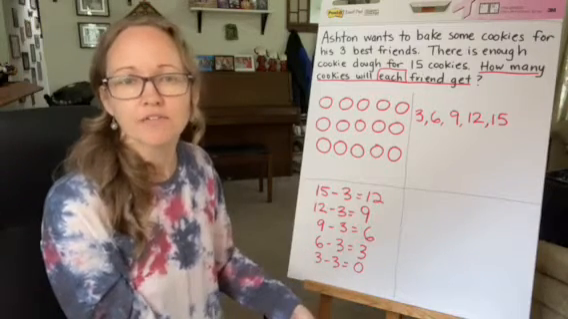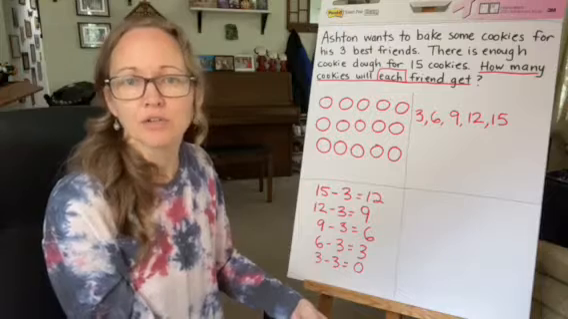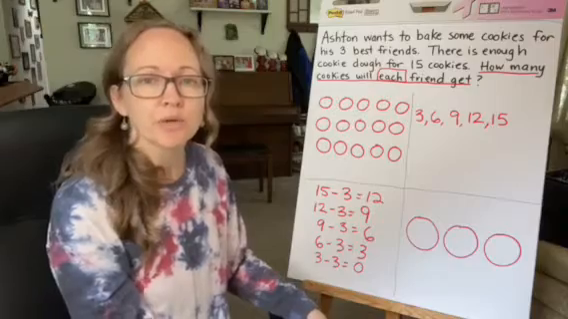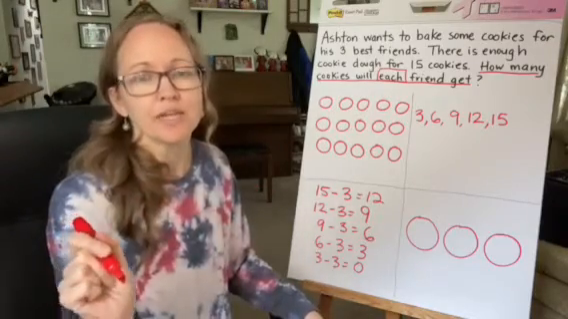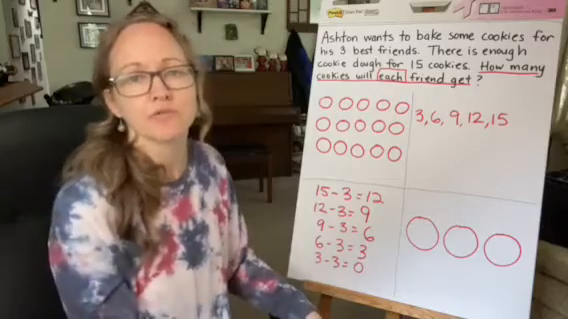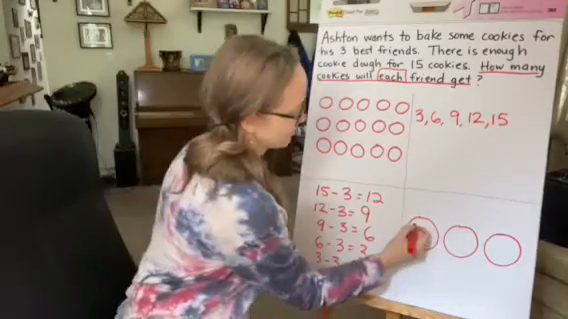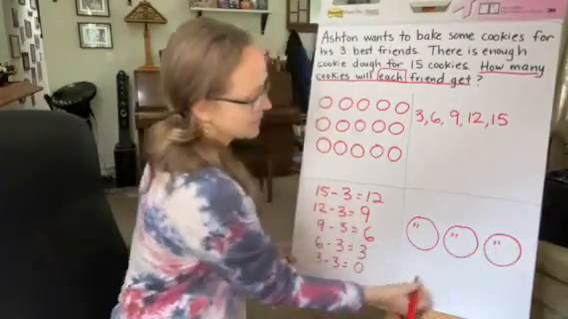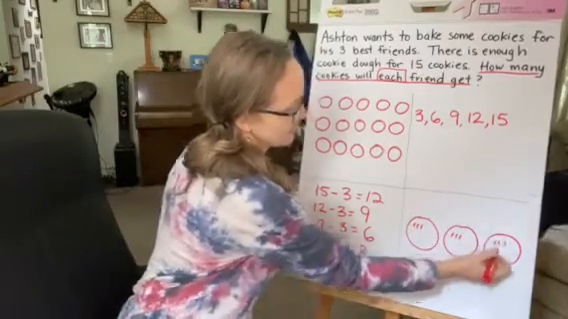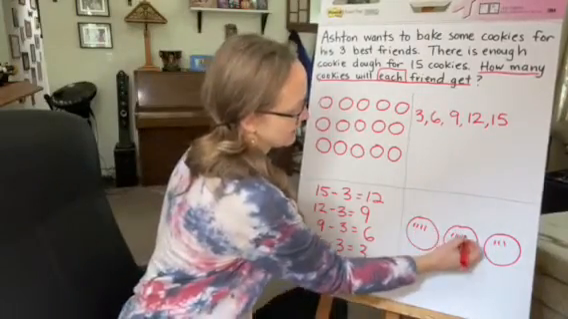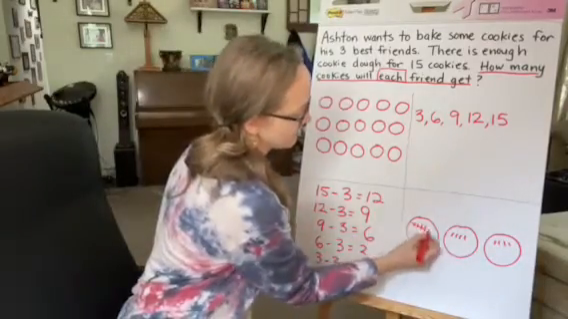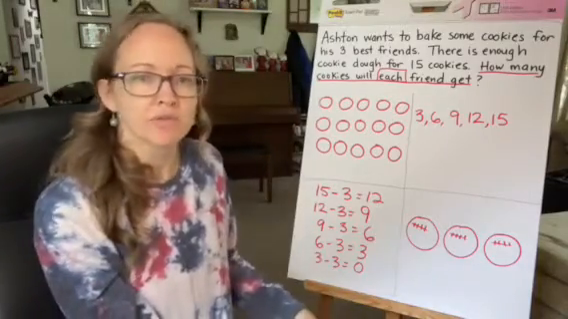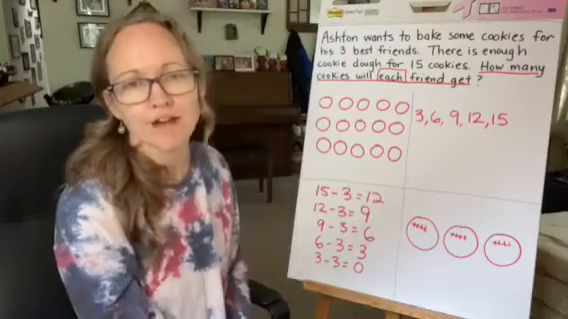All right, now let's use our final strategy for today, and that is using groups. We are going to show 3 groups to represent our 3 friends. Now we're going to put 1 tally in each group and continue counting until we get to 15 cookies. 3, 6, 9, 12, 15. So using the tallies, we're able to see that each friend will get 5 cookies.